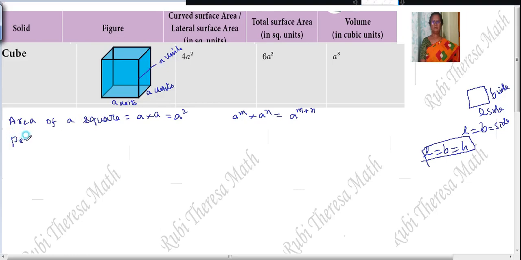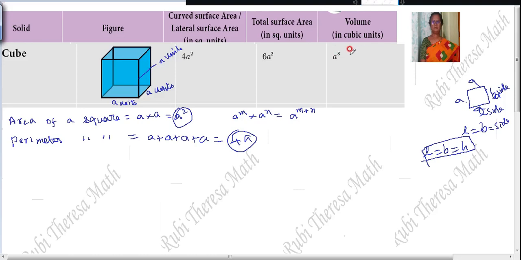Next, perimeter. Perimeter of a square, perimeter means you have to add all the sides. That is A plus A plus A plus A, that is 4A. Perimeter is nothing but the circumference. You are coming around from the starting point, you have to complete the round and reach the same point. That is the perimeter. Area is nothing but this. So if you know these two, then very well you will be able to say this formula.